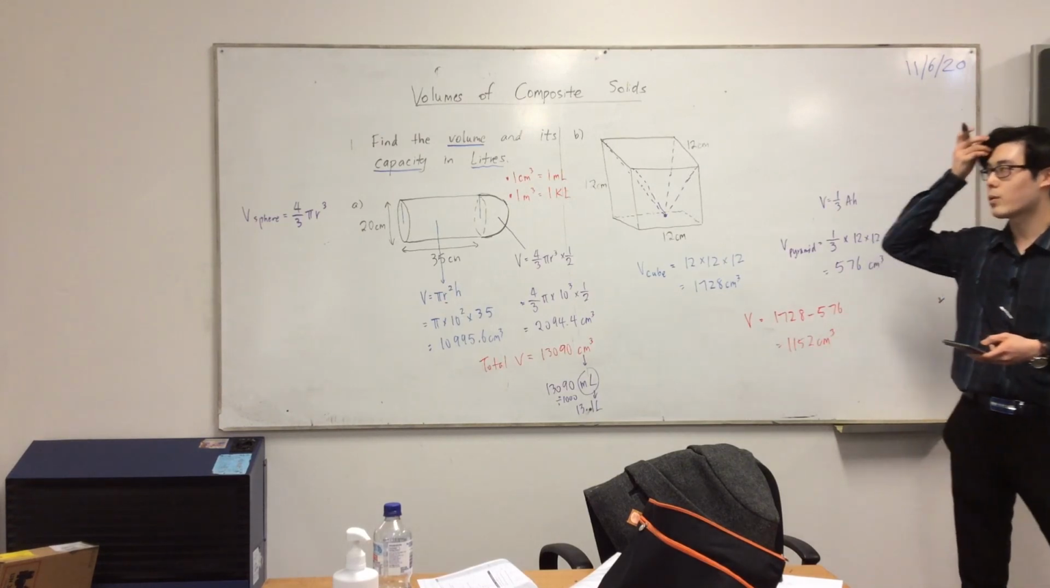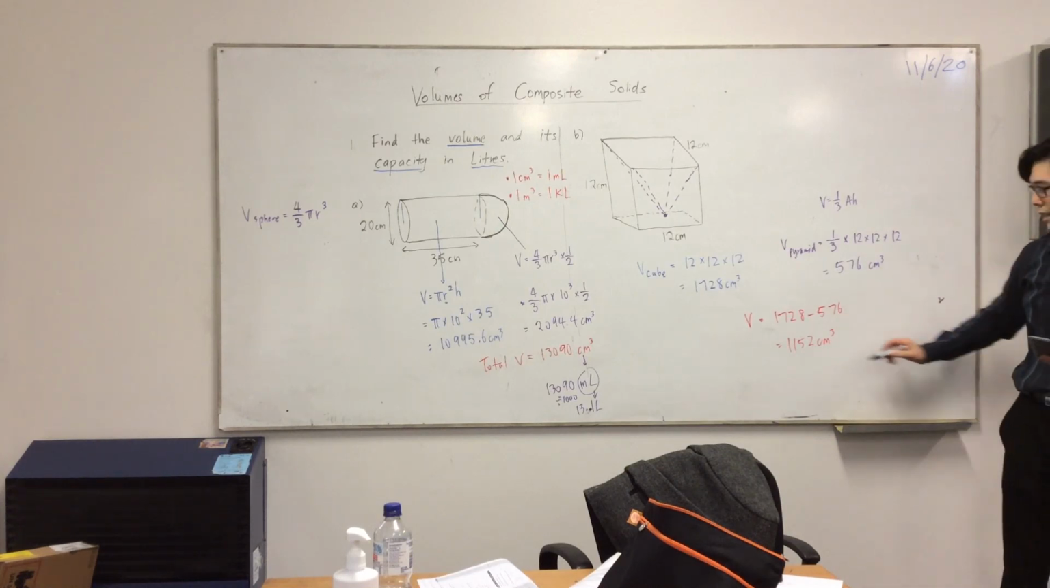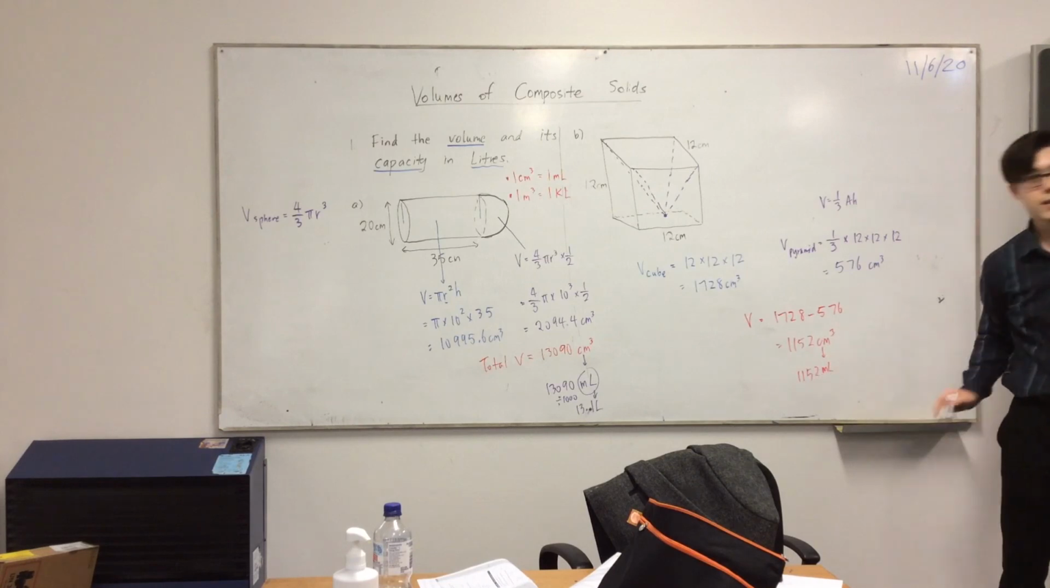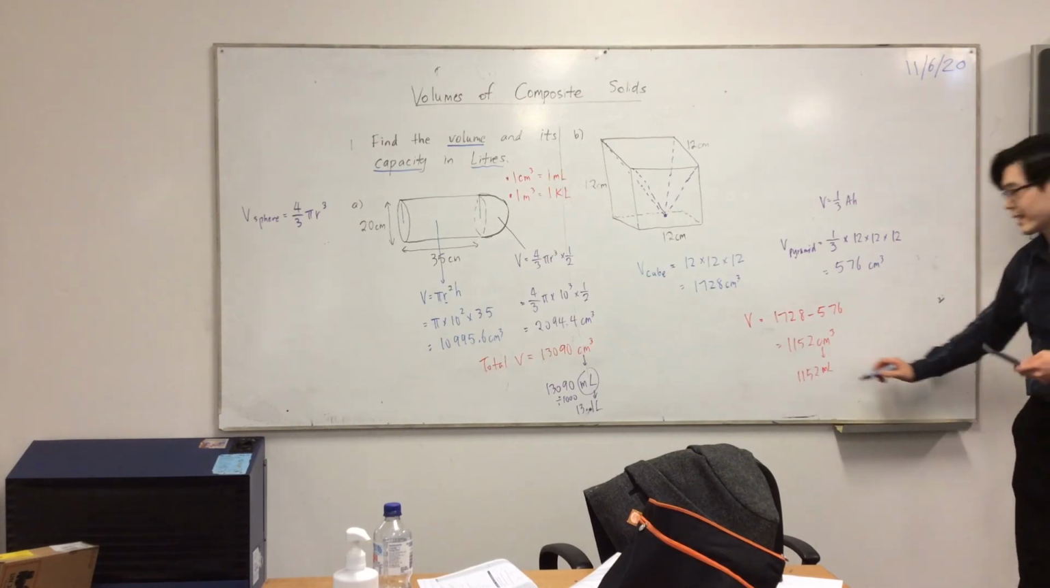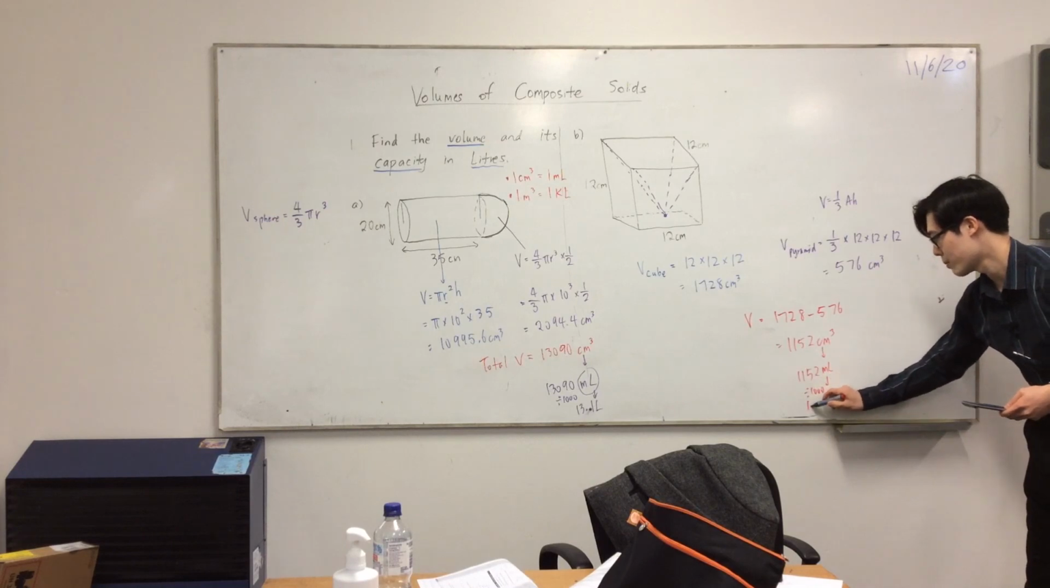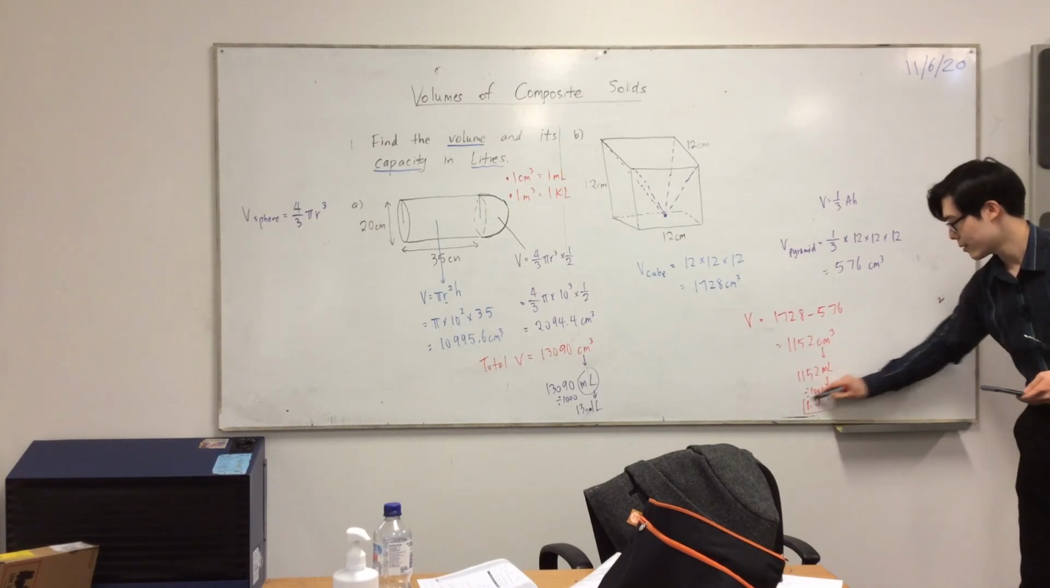Once again, if I want this in milliliters or liters, it's the same number written in milliliters. Then divide by 1,000 to get into liters. So to liters, divide by 1,000. So that's 1.2 liters if I round it off. Any questions?